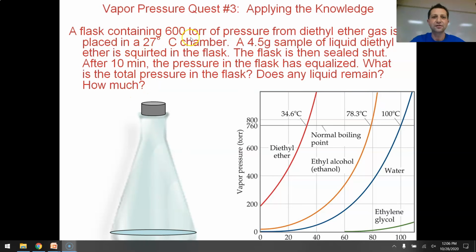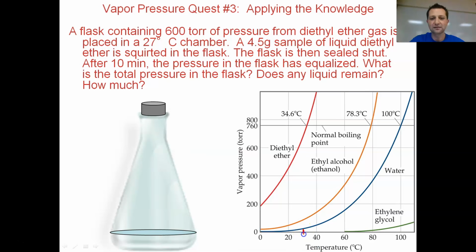So our flask is 600 torr of pressure from diethyl ether at 27 Celsius. So let's see here. We're at 600 torr on my y-axis here. 30 degrees Celsius is here, right? So 27 is about here. I'm going to go up best I can, and pretend it's a straight line. All right, so I go straight up from 27 Celsius to my diethyl ether curve. I go over, and look, at 27 Celsius, diethyl ether should have a vapor pressure of 600 torr.